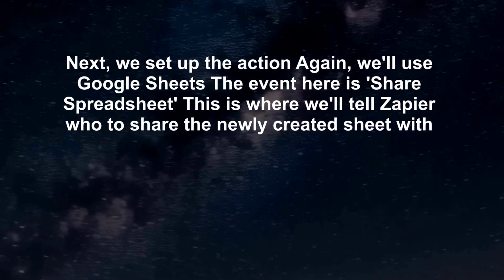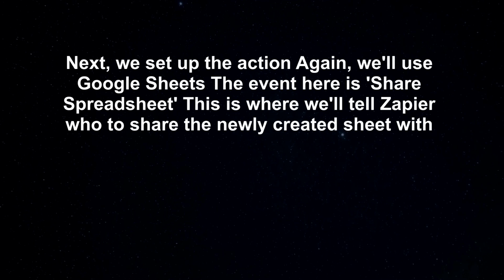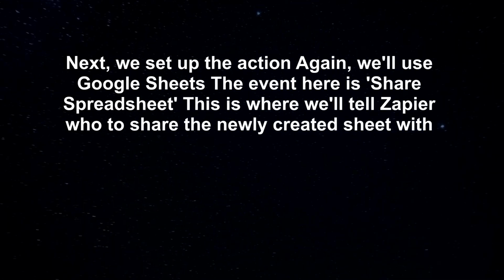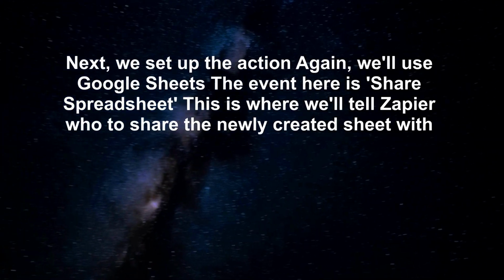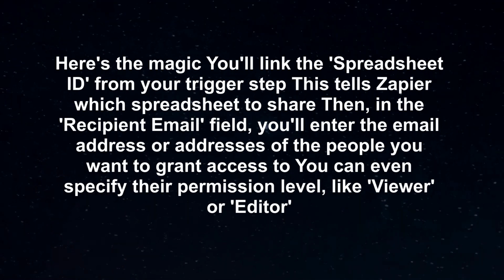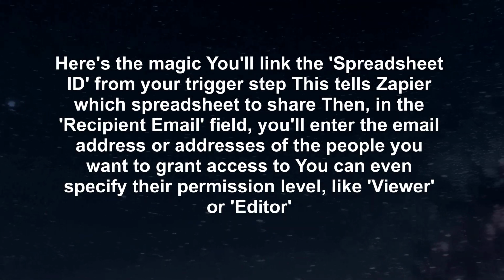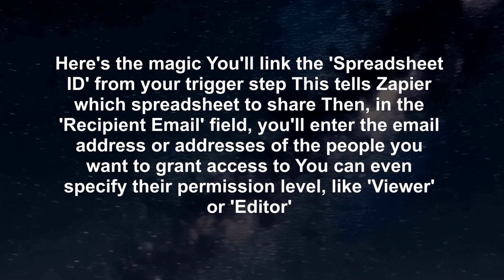Next, we set up the action. We'll use Google Sheets again. The event here is Share Spreadsheet. This is where we'll tell Zapier who to share the newly created sheet with. Here's the magic. You'll link the spreadsheet ID from your trigger step, which tells Zapier which spreadsheet to share.